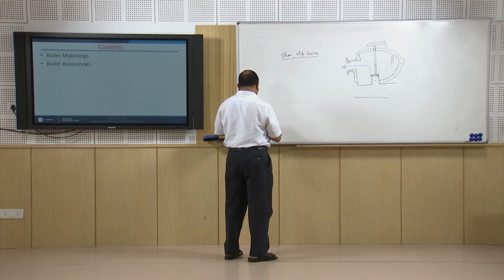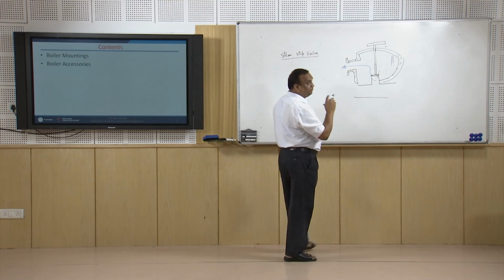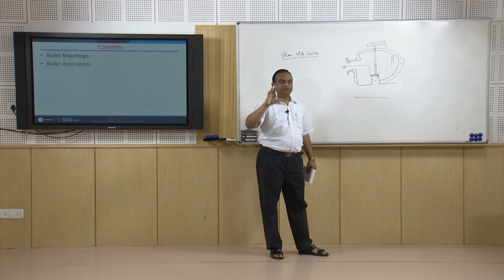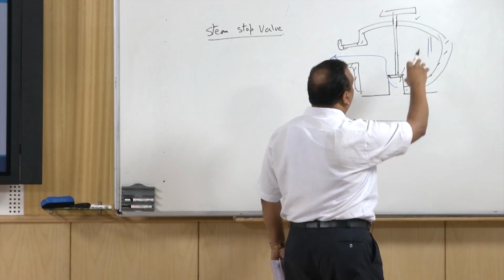The closing and opening arrangement is the same as in the case of a normal water supply valve. And this valve is also placed at the highest point in the boiler, because steam accumulates at the highest point in the upper half of the boiler. So it has to be placed at the highest point of the boiler.